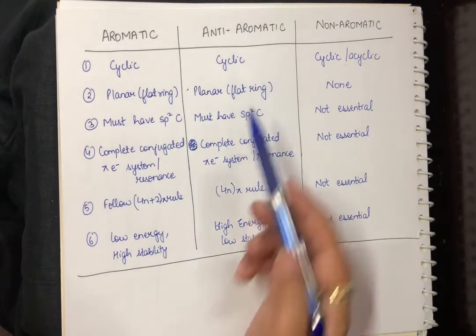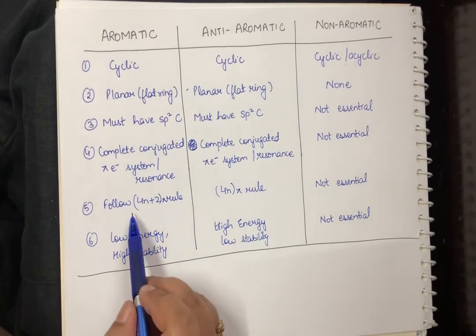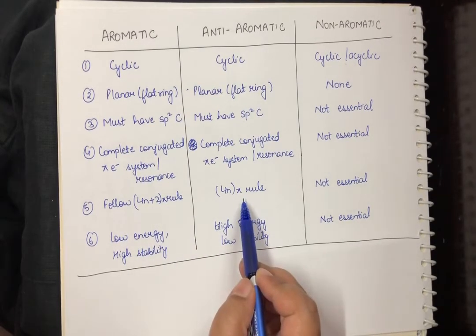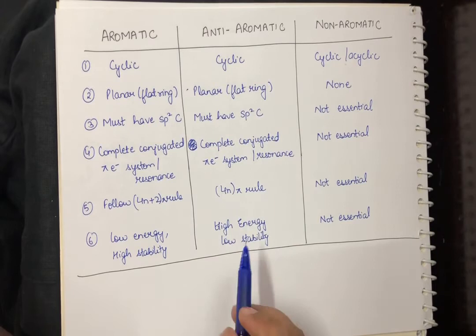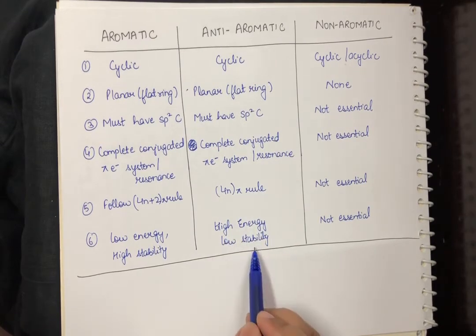On the contrary, when I talk about anti-aromatic compounds, they also are cyclic. They have a planar flat ring. They are also always sp2 hybridized carbons. They also have a completely conjugated pi electron system and undergo resonance. But instead of 4n plus 2, it follows the 4n pi rule. The compounds which are anti-aromatic have high energy and low stability.